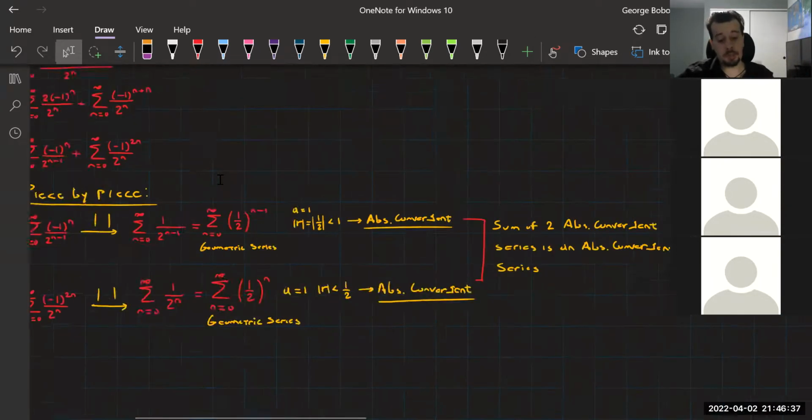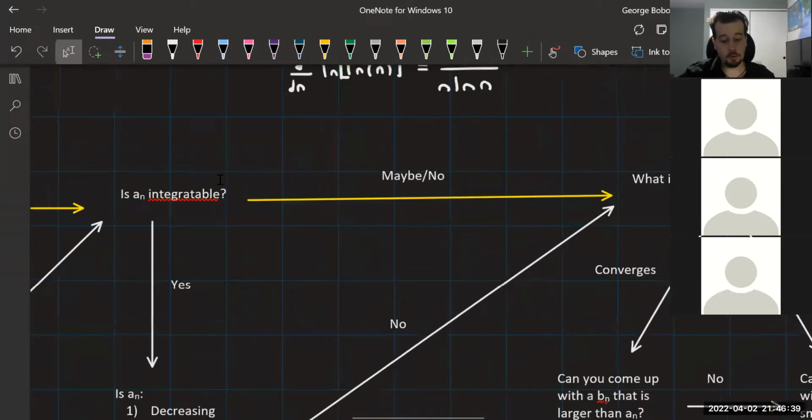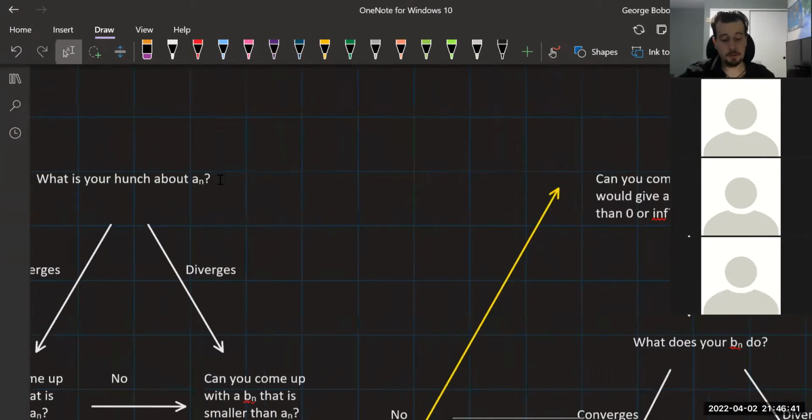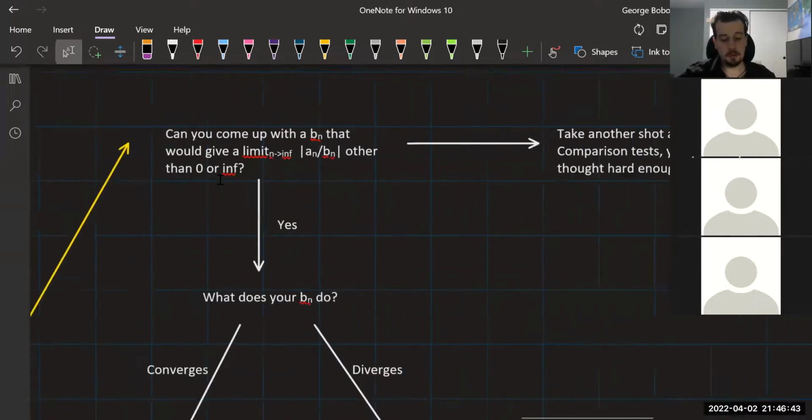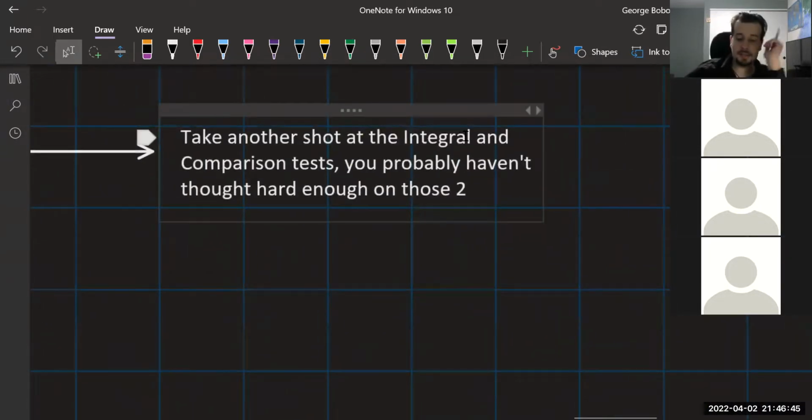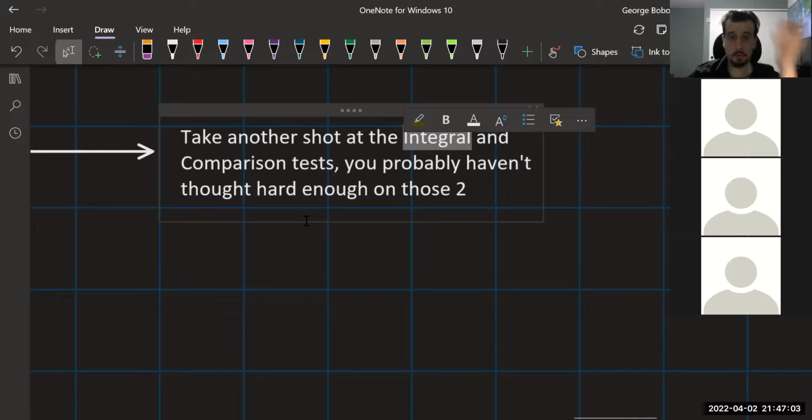So look, if you keep going to the right, and everything fails, okay, everything fails, eventually, take another shot at the integral and comparison test, specifically this one. Because a lot of you will ignore this one. And you'll think that, nah, that seems too bad, you know? Because let's face it, when's the last time you integrated something? Before the midterm, basically. So now your integration skills are going downhill.